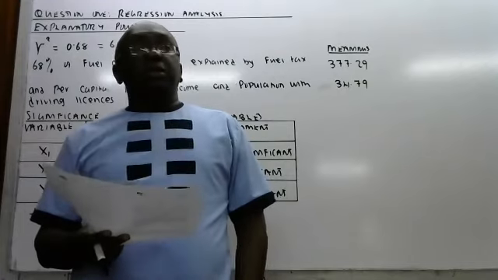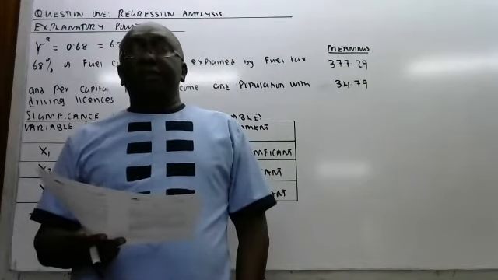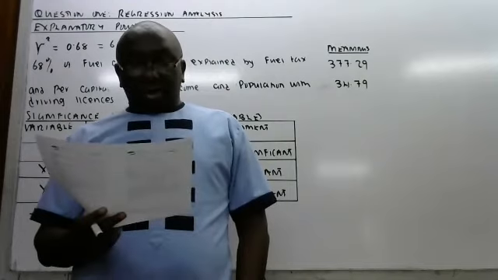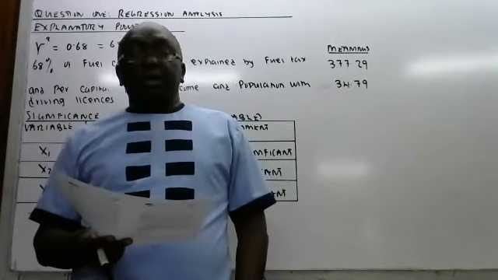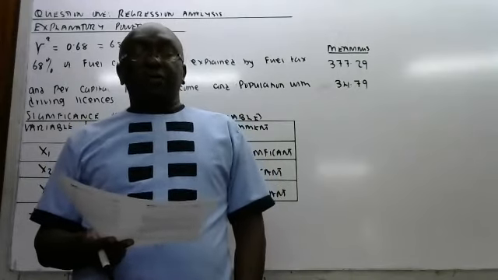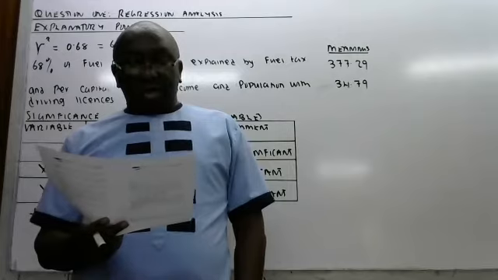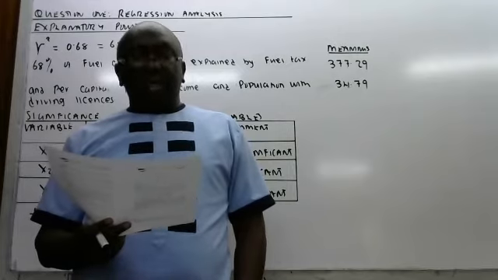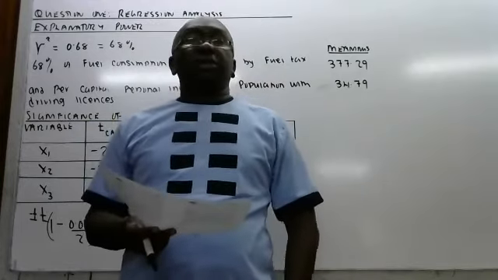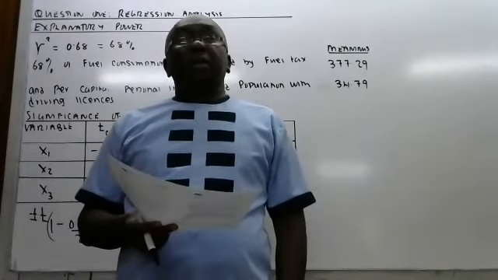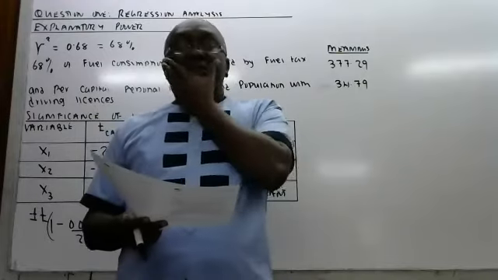The next one is 0.67. 0.67 is the decrease in fuel consumption when personal income increases by 1 shilling.